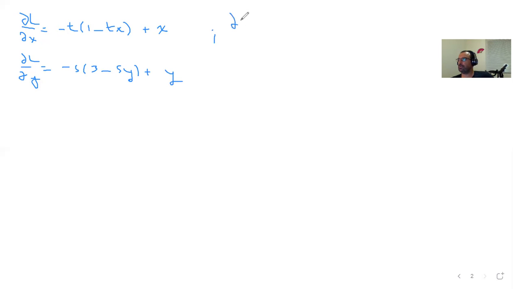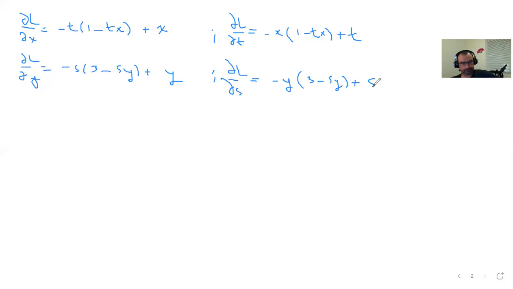We also have the derivatives of the objective with respect to t: minus x times (1 minus tx) plus t. And the derivative of L with respect to s: minus y times (3 minus sy) plus s. Let's give names to these equations, 1, 2, 3, 4, so we can use them to extract some partial results.